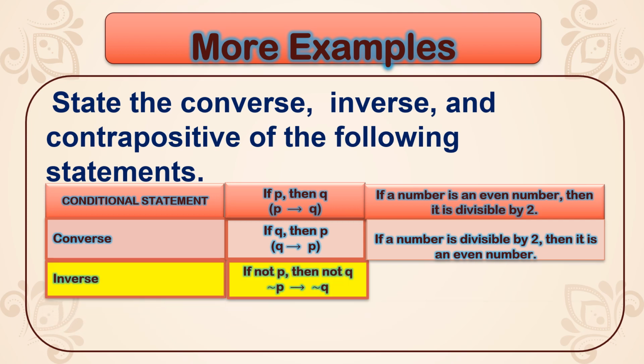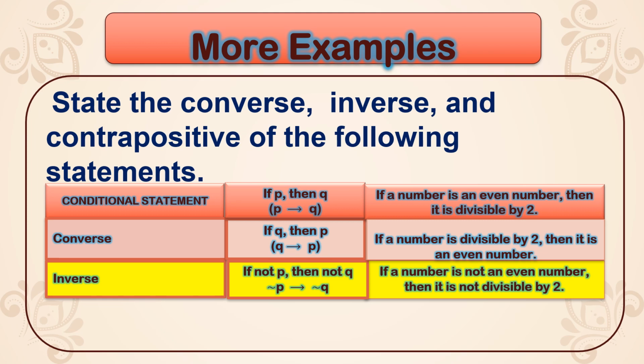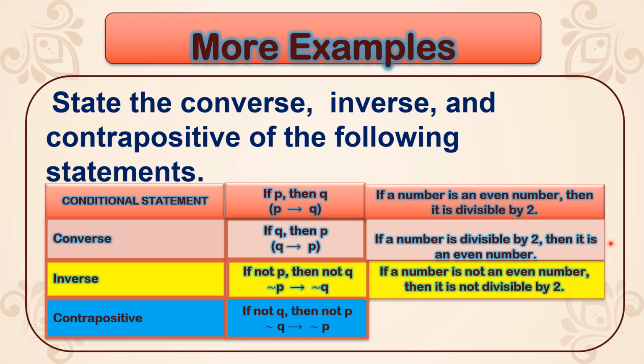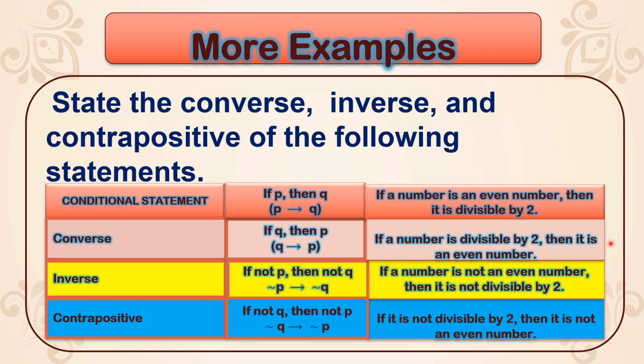Okay, kapag inverse, if a number is not an even number, then it is not divisible by 2. Sa inverse, if yung number daw is hindi even number, then hindi siya divisible by 2. Okay, so contrapositive. Kapag contrapositive, if it is not divisible by 2, then it is not an even number. Kung hindi daw ito divisible by 2, then hindi daw siya even number. Okay.